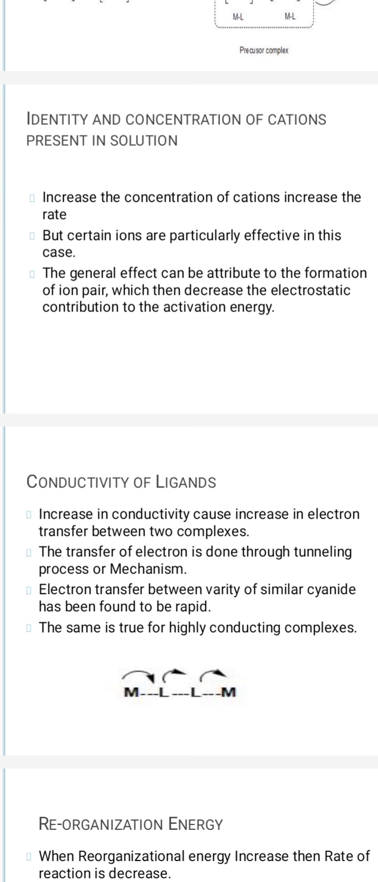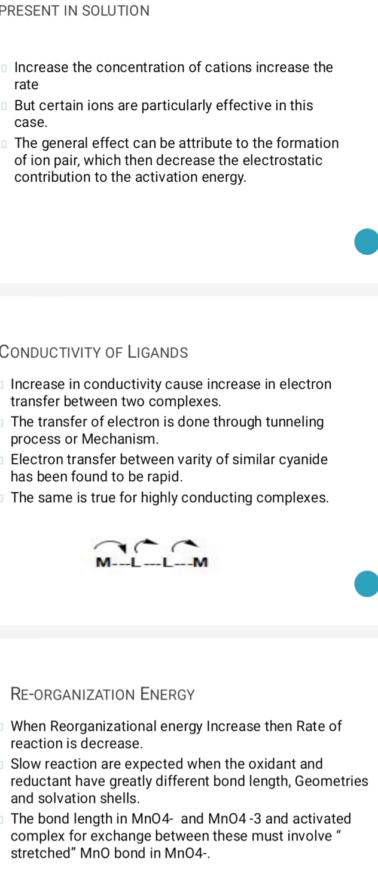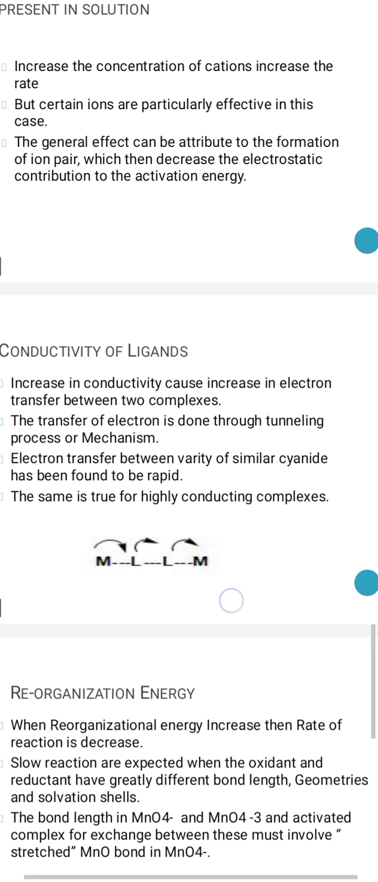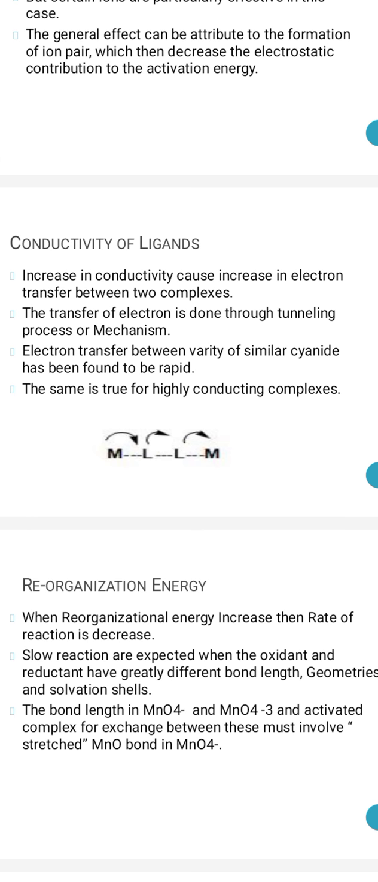Increase in the conductivity causes increase in the electron transfer between two complexes. The transfer of electron is done through the tunneling mechanism. This type of mechanism I discussed previously in detail. Electron transfer between a variety of similar cyanides has been found to be rapid. The same is true for highly conducting complexes. The method of this type of electron transfer I discussed previously, so you can understand it better.